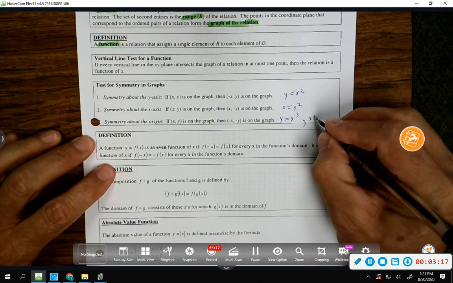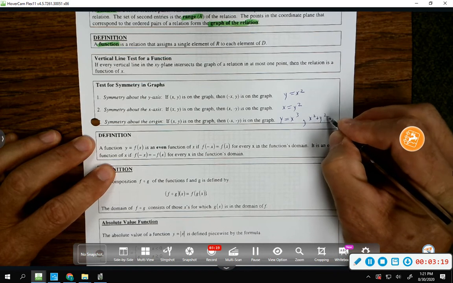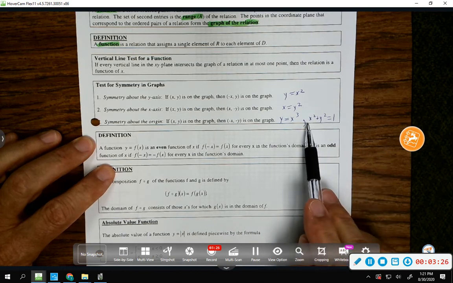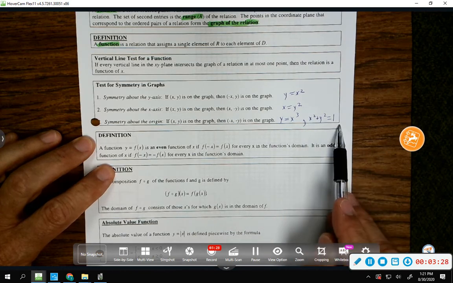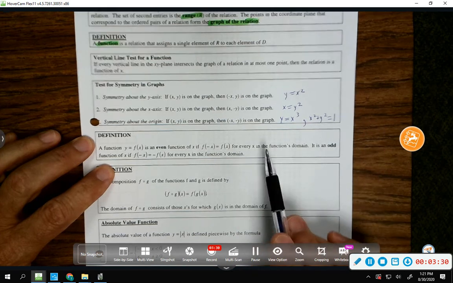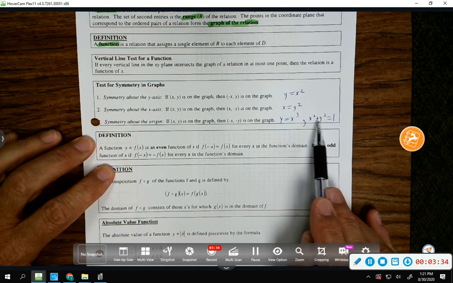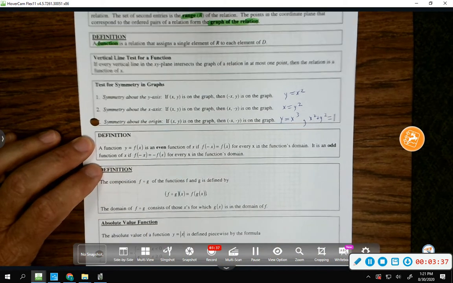But you could also get something like this. x squared plus y squared equals 1. That's symmetric about the origin. If I plug negative x in for x, I get the exact same thing back out. If I plug negative y in for y, I get the same thing back out. So this actually has all three types of symmetry. So keep that in mind.